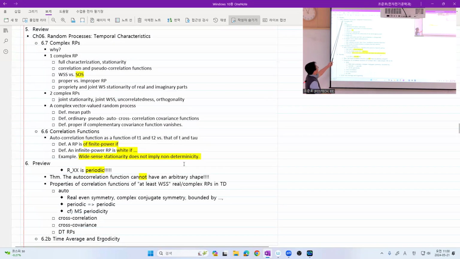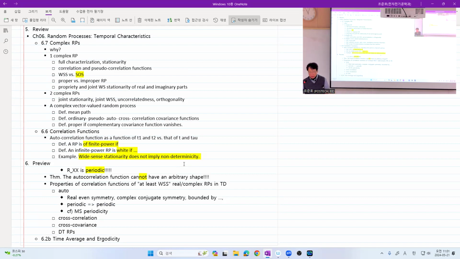The topic of last class meeting was complex valued random processes. It could be scalar valued or vector valued. First, when we have a single complex random process, you have to think about it as what? Two random processes are given. Got it? Since the real part is a real valued random process and the imaginary part is another real valued random process, in principle, you are given two real valued random processes.